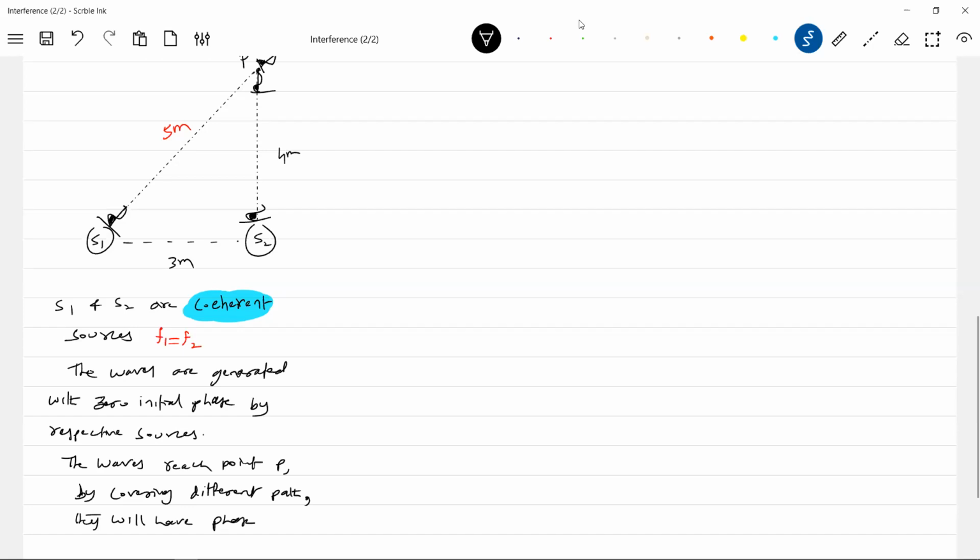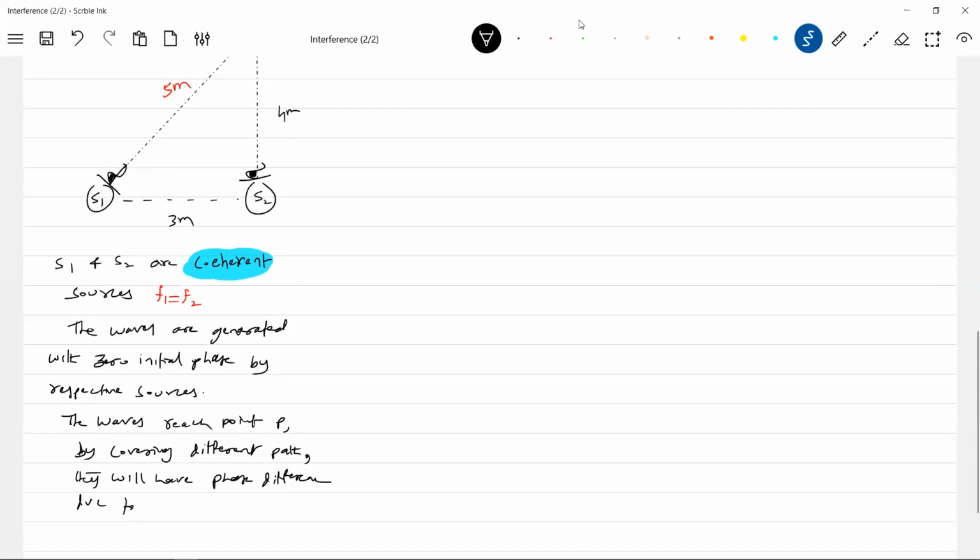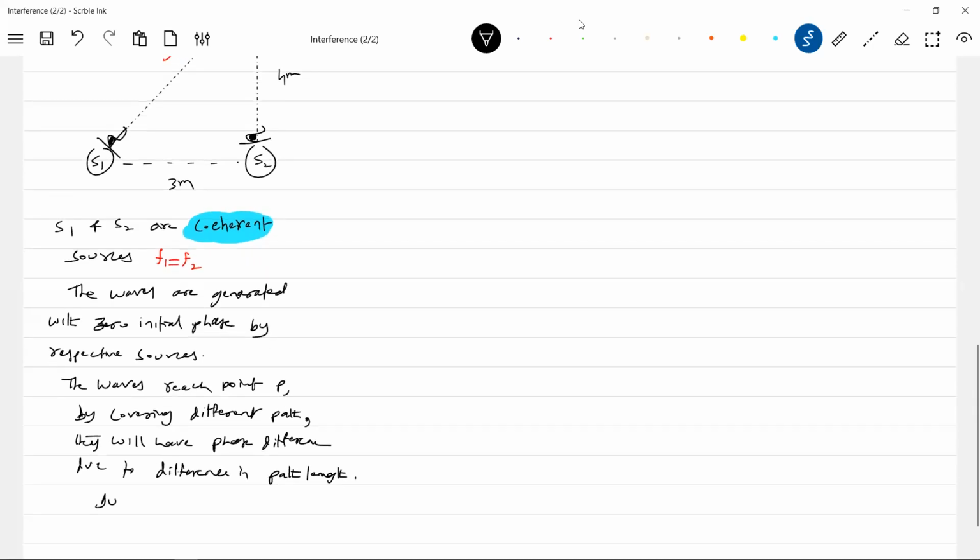They will have a phase difference due to the difference in path length. What is that? Delta phi is equal to 2 pi by lambda times delta x. What is delta x? Shall I write here S1P minus S2P?